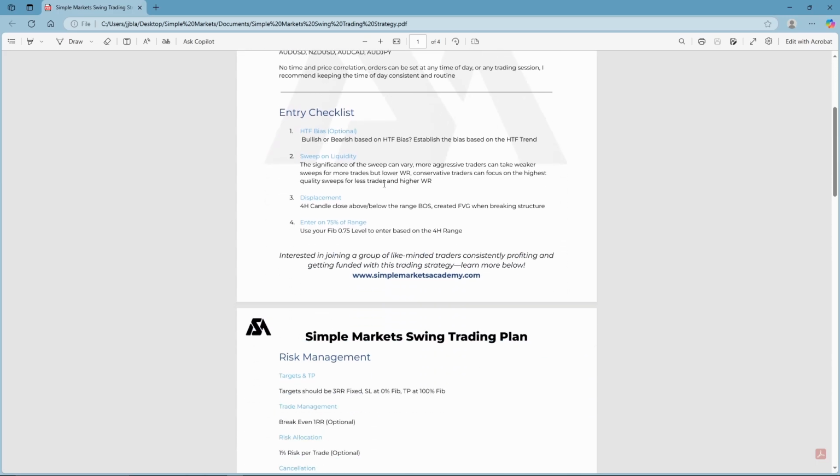The most important part is going to be that simple entry checklist. Now, higher time frame bias, this is an optional step here, and it's because it's something that I personally don't focus on as well as the other coaches. Because at the end of the day, many of you know, we follow simplicity and mechanical trading here, and we find that a higher time frame bias is one of the most discretionary concepts, especially in the SMC space.